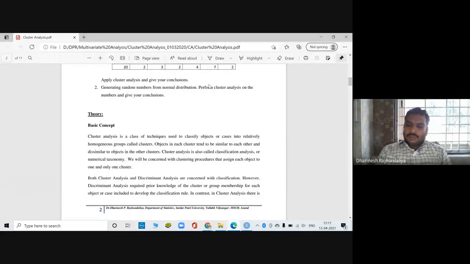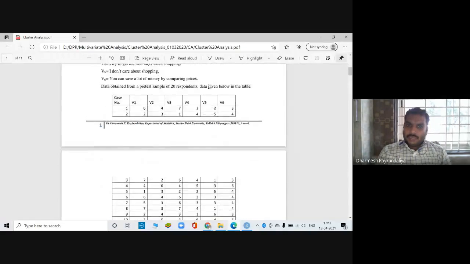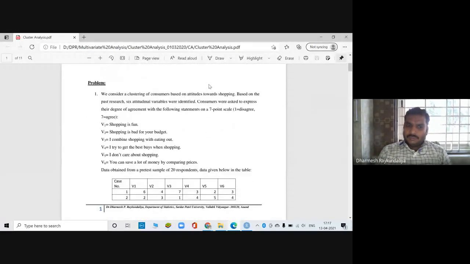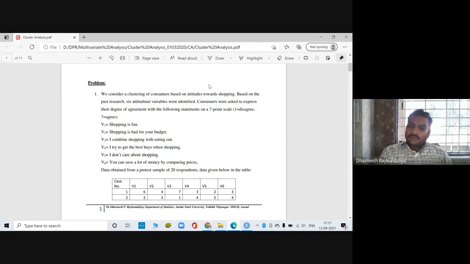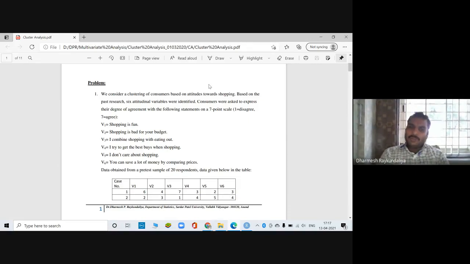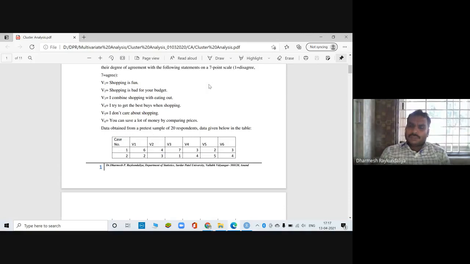So we have 20 respondents with us, and from these 20 respondents we have collected this information. It is especially to identify the segmentation of customers based on their shopping habits. That means I wish to classify the customers by their shopping habits. Which kinds of customers are there?